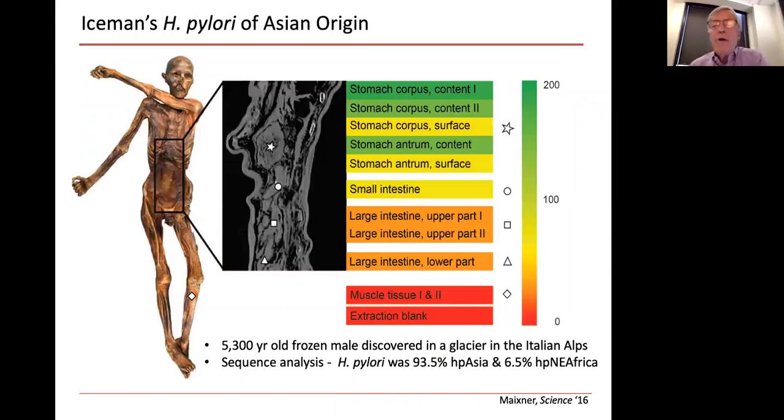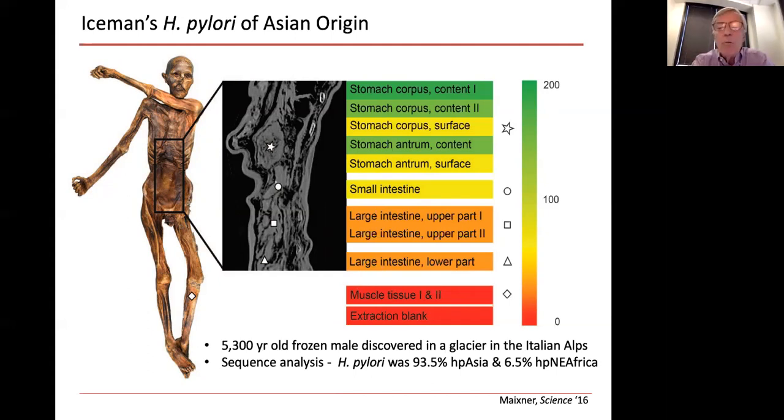So a follow-up study published about 10 years ago in Science was the result of a group of Italian mountain climbers who discovered in a glacier on the border with Austria a frozen Copper Age human being that was eventually shown to be 5,300 years old.